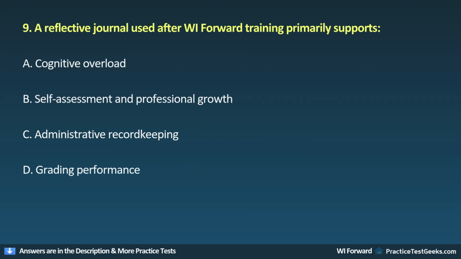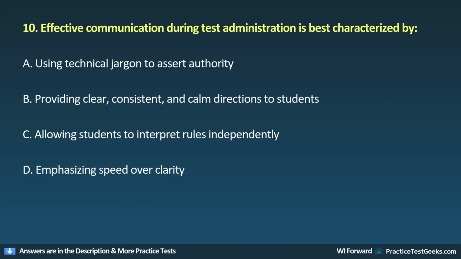9. A reflective journal used after WI Forward training primarily supports A. Cognitive overload. B. Self-assessment and professional growth. C. Administrative record keeping. D. Grading performance.